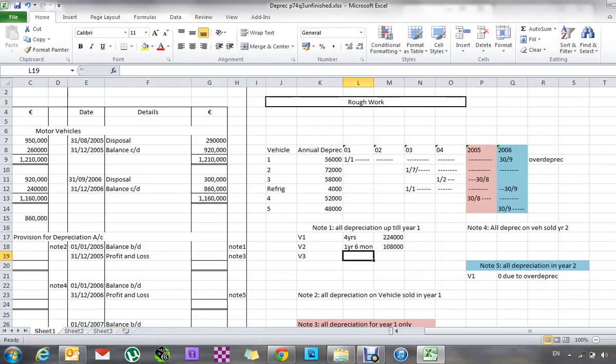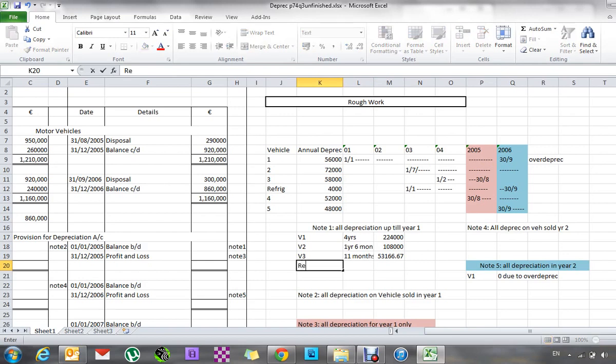Vehicle 3. I got that at the beginning of February, so I would have had it for 11 months that year. So that's going to be 58 grand multiplied by 11 over 12. There's a total. Obviously that will be rounded off later.